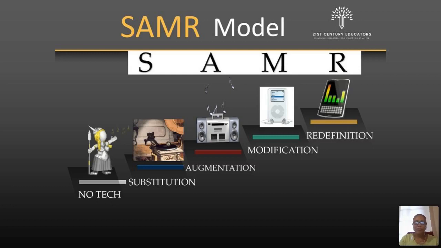So we start off at no tech. No-tech is the area where basically, we're going back to writing on the board, whether it be a whiteboard or a blackboard, teachers in the classroom, and we're writing our notes on the board. We want to then move to substitution. So we now have technology. What can we substitute that with?